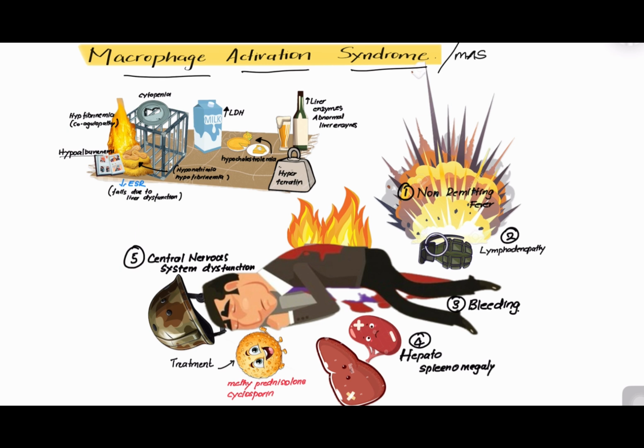Let's kick off with what causes it. MAS is triggered by systemic inflammatory conditions like juvenile idiopathic arthritis, lupus, or adult-onset Still's disease. Infections like EBV or CMV, malignancies such as lymphoma, or certain drugs can also set it off. In genetically susceptible patients, these triggers unleash an immune system firestorm.